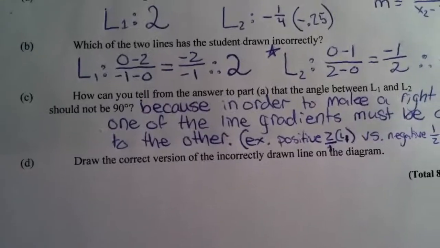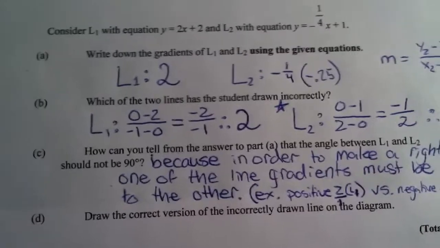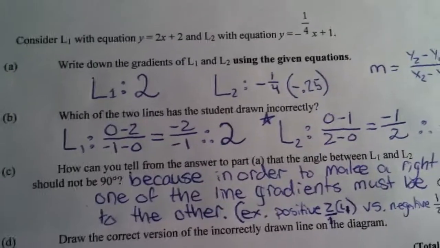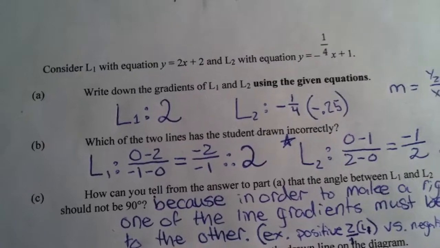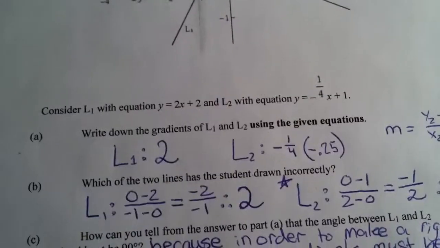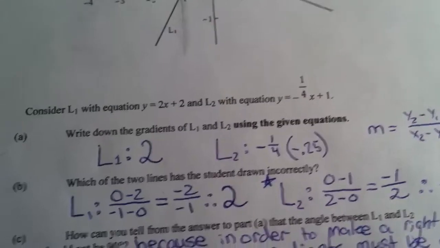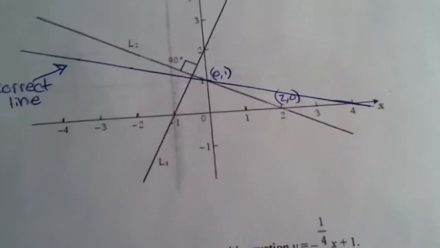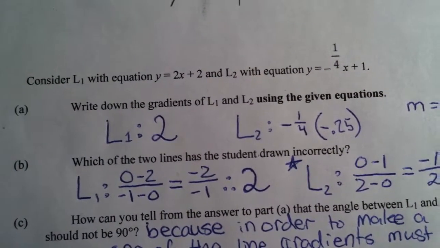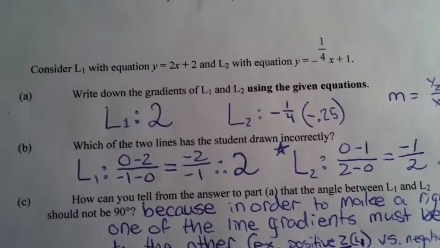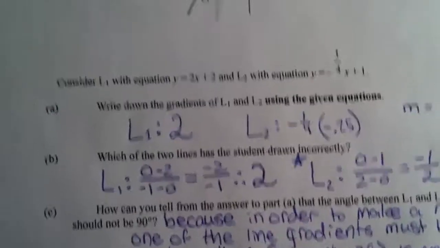Alright, and so which of these two lines has the student drawn correctly? Never mind, incorrectly, sorry. So if we calculate the difference in y over the difference in x for L1, we get negative 2 over negative 1, or just 2, which is correct.